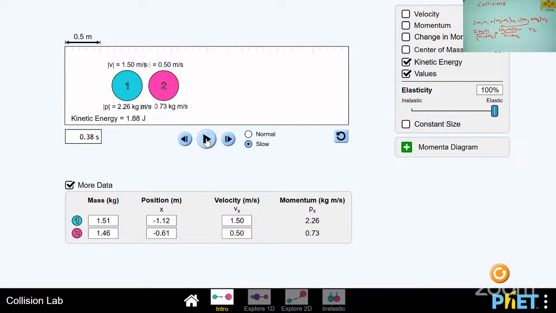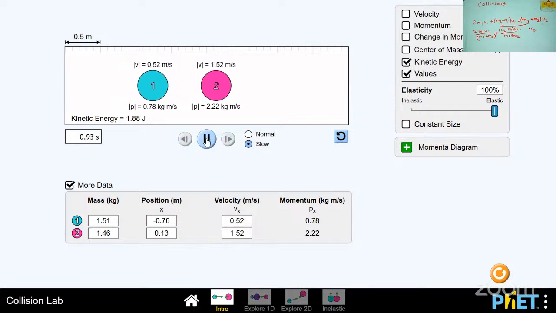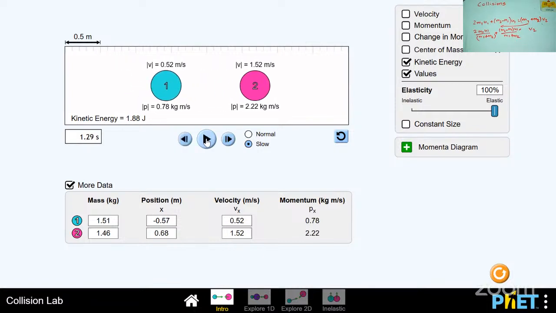In elastic collision, okay, so now the momentum changes. Yeah, because velocity changes. You can see that mass does not change, velocity changes. Whenever collision happens, their velocity changes. Yeah, we can verify that. And whenever velocity changes, the momentum will change. So momentum also changes to 0.78 and 2.22.